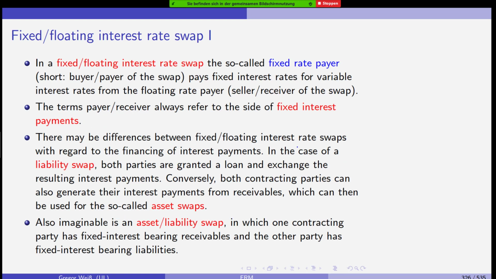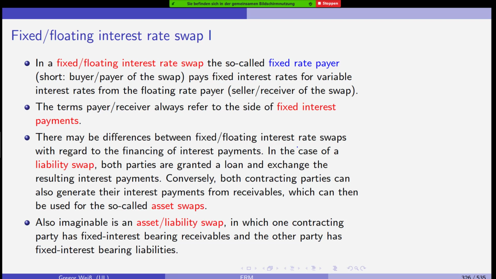Now, in a fixed floating interest rate swap, the so-called fixed rate payer pays fixed interest payments for variable interest rates from the floating rate payer. And this is called the seller or the receiver of the swap. Now, these terms, payer and receiver, always refer to the side of the fixed interest payments. There might be differences between fixed floating interest rate swaps with regard to the financing of those interest payments.